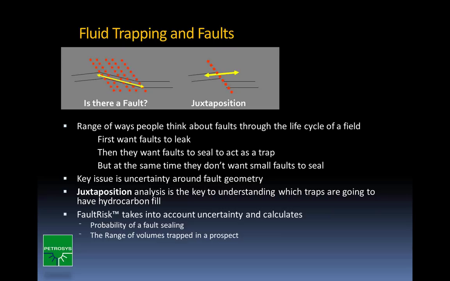One of the things that FaultSeal has found from its consulting business, looking at many thousands of faults around the world, is that juxtaposition analysis, or working out which sand-on-sand juxtapositions occur, is key in understanding what and how hydrocarbons are trapped. So what FaultRisk does is take into account the uncertainty and then calculate the probability of a fault sealing and the range of volumes trapped in any prospect.